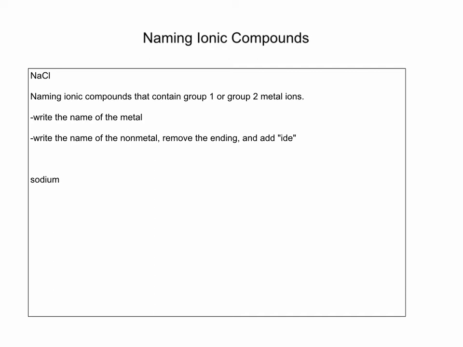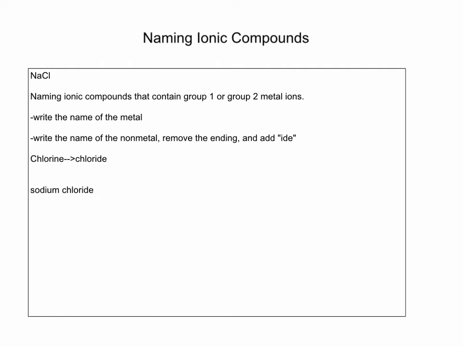How does this work? Well, in this compound we have chlorine, so we're going to get rid of the -ine, and we're going to change that to chloride. So we drop the ending -ine, add the ending -ide. So our compound name will be sodium chloride.